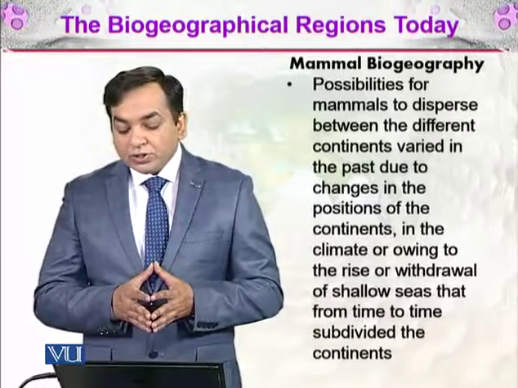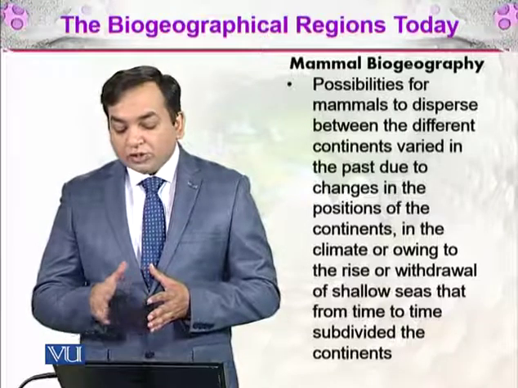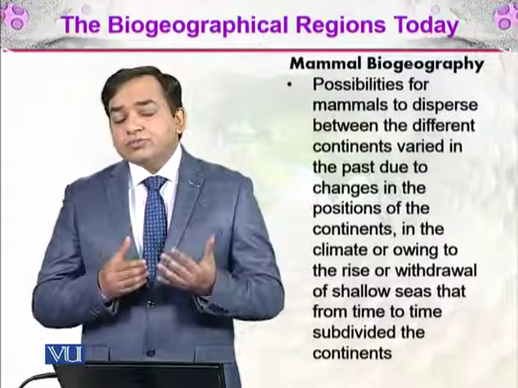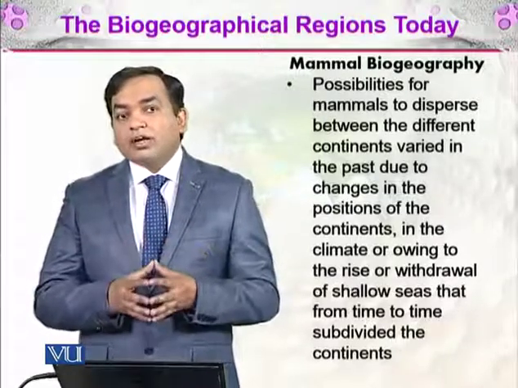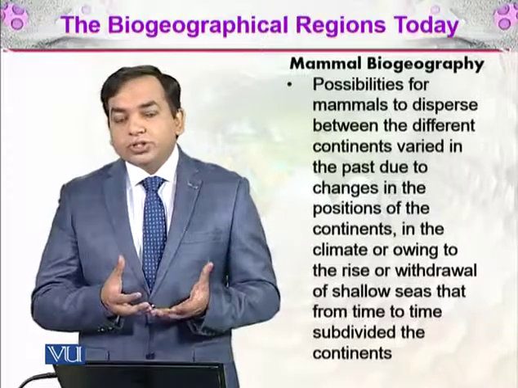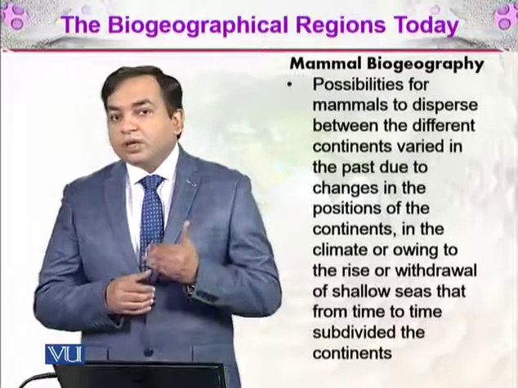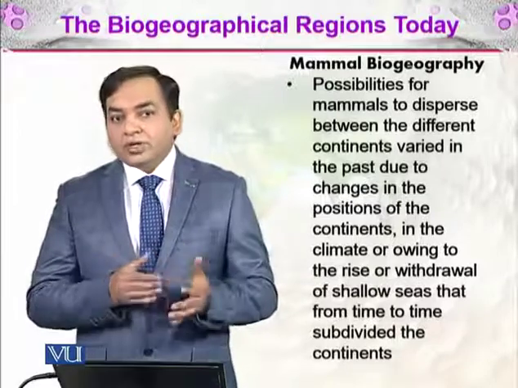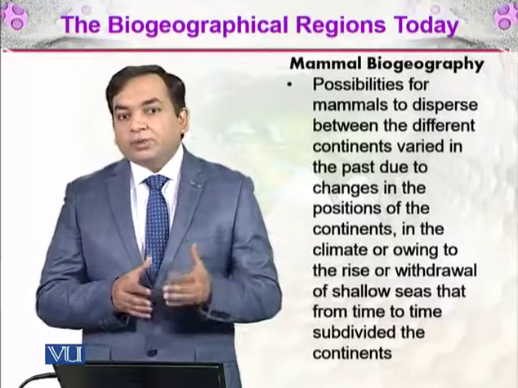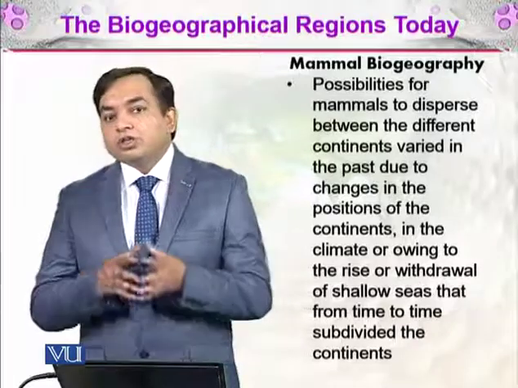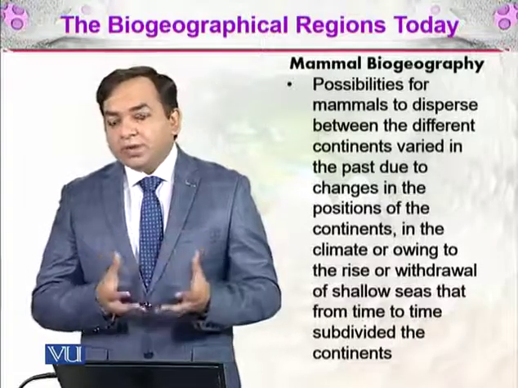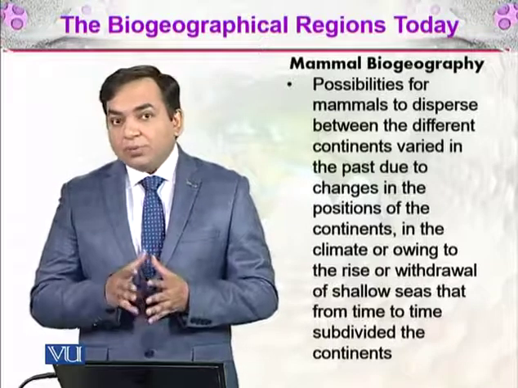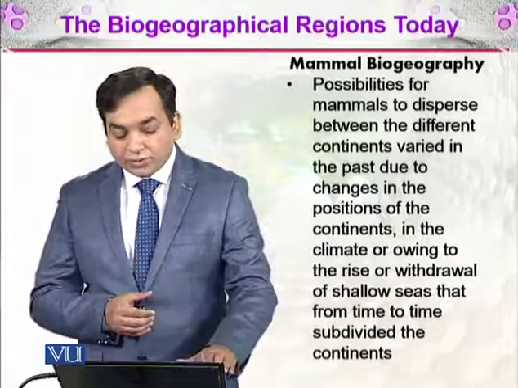And in the climate, or owing to the rise or withdrawal of the shallow seas that form from time to time and subdivide the continents. So sometimes the continents are divided by shallow seas, right? If the water seeps out, there is some terrestrial environment in which the mammals can walk from one continent to another, and sometimes it is not possible for them. So based on this, this is how the mammals can go from one continent to another.